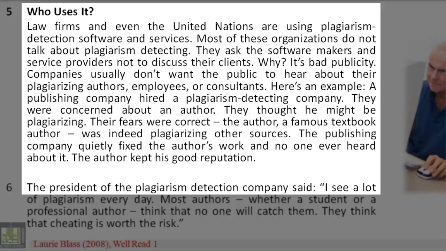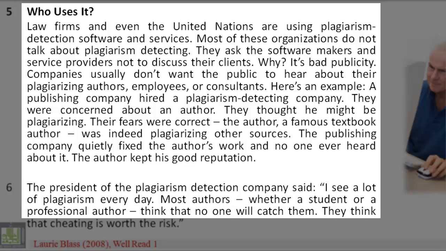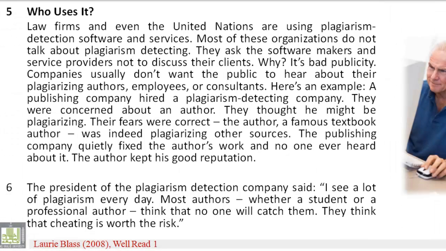The president of the plagiarism detection company said, "I see a lot of plagiarism every day. Most authors, whether a student or a professional author, think that no one will catch them. They think that cheating is worth the risk."